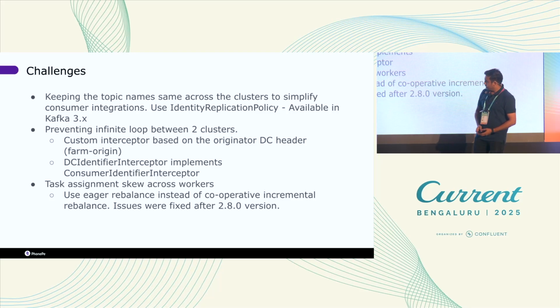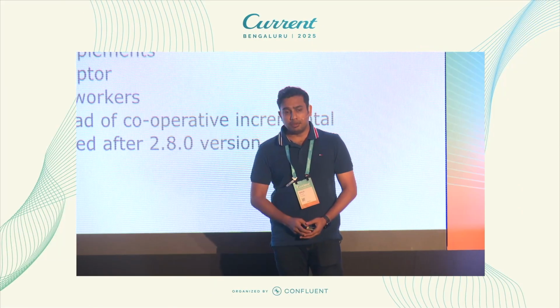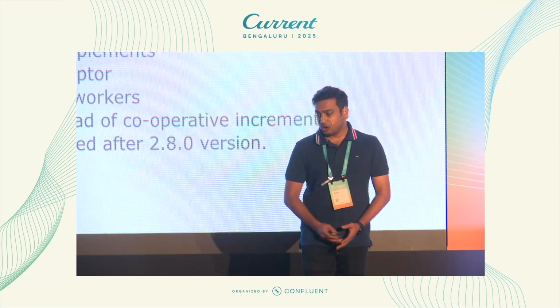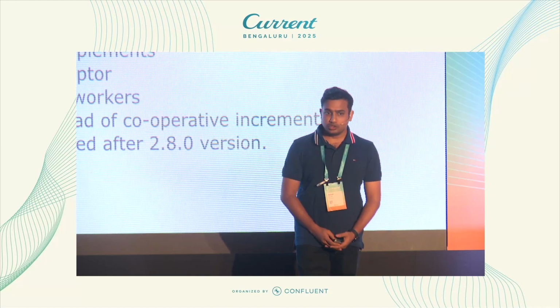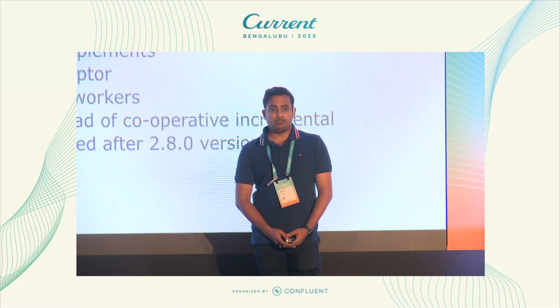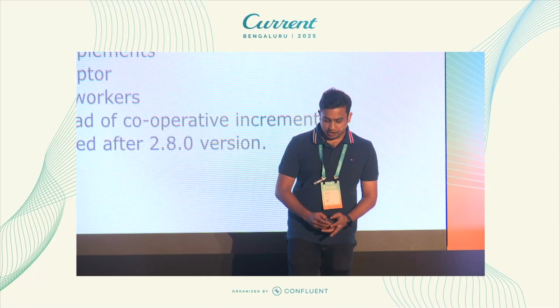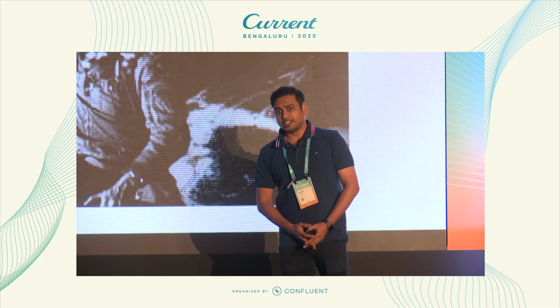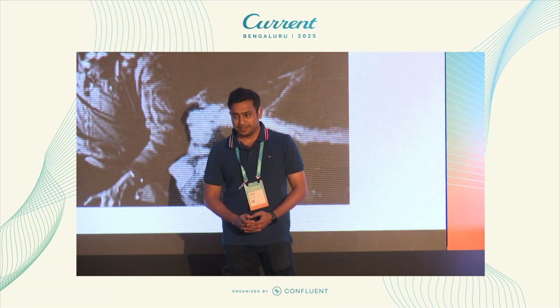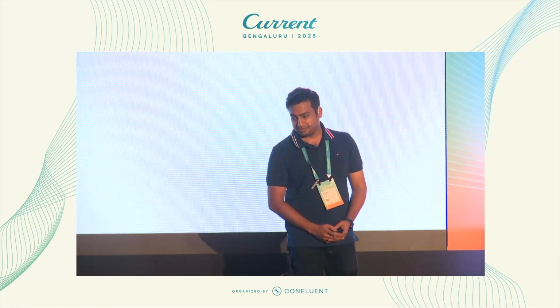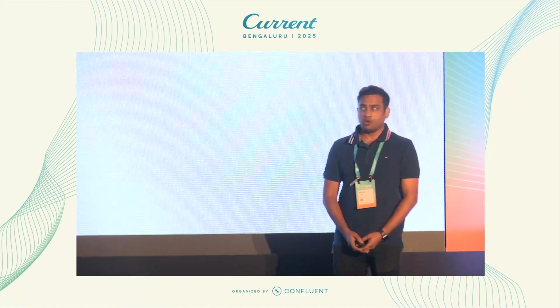Another challenge could be task assignment skew across workers. If you are on a Kafka version below 2.7.0 or 2.8.0, make sure that you use eager rebalance instead of cooperative incremental rebalance. Yeah, I guess that's it. We'll come to the end. We are open to questions now.